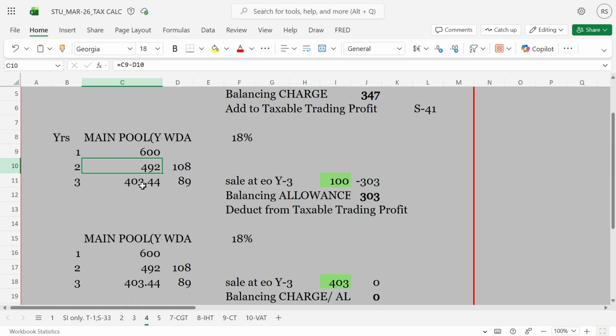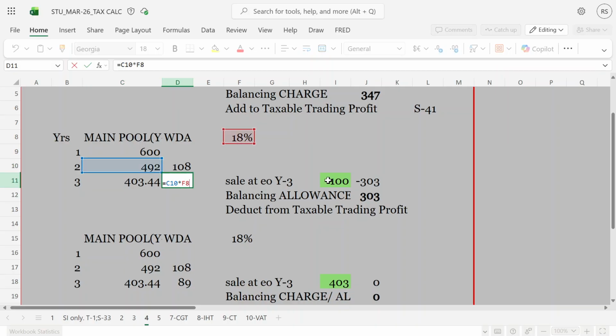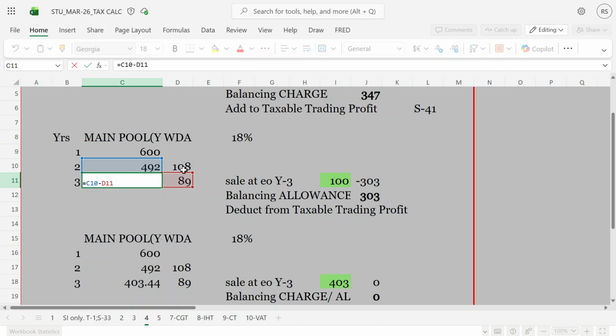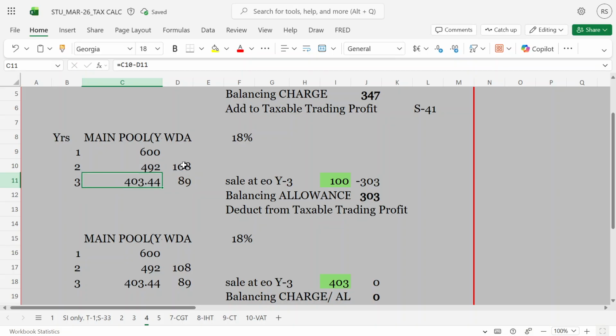Now, what is happening in year three? Again, we apply 18% on this, so this 89 must be 18% of the 492. We assume there are no intervening transactions in year three either. So the closing balance is 492 minus 89, and this 89 charge is debited. Your carried forward balance is 403.44, and there is no transaction in year three other than the sale. So the starting balance of year three is 403.44, and the closing balance is also this, just before the sale. You're carrying it on the books at 403.44.